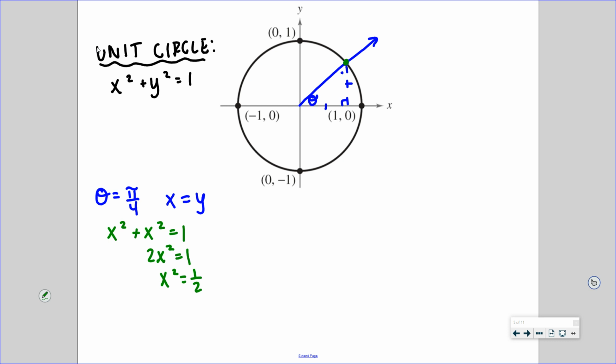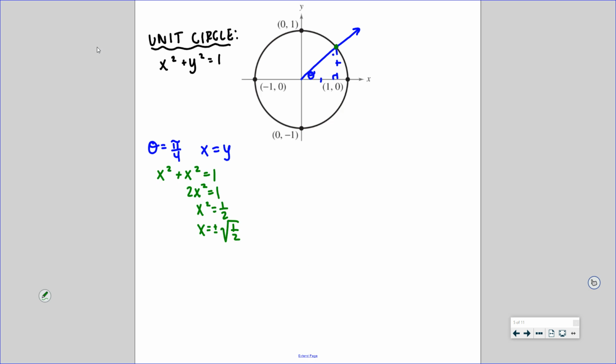x squared is 1/2. Square root both sides: plus or minus the square root of 1/2. We can simplify that radical. We get square root of 1 over square root of 2, rationalized, square root of 2 over 2. Times the top and bottom by square root of 2. Now if we're talking about quadrant 1, would x be positive or negative square root of 2 over 2? Positive, right? It's a positive x coordinate.